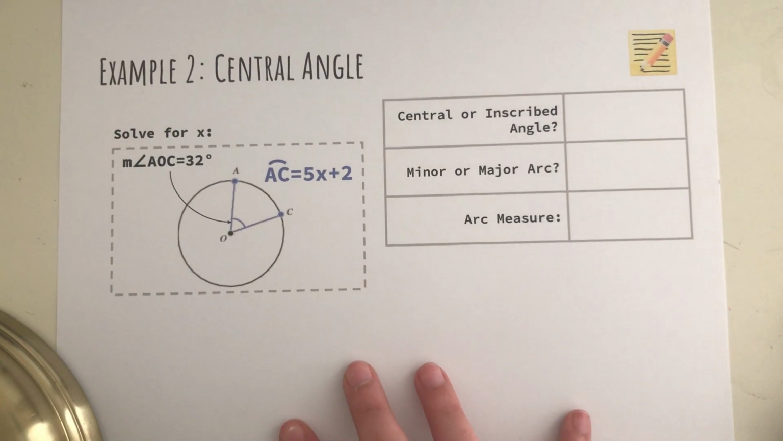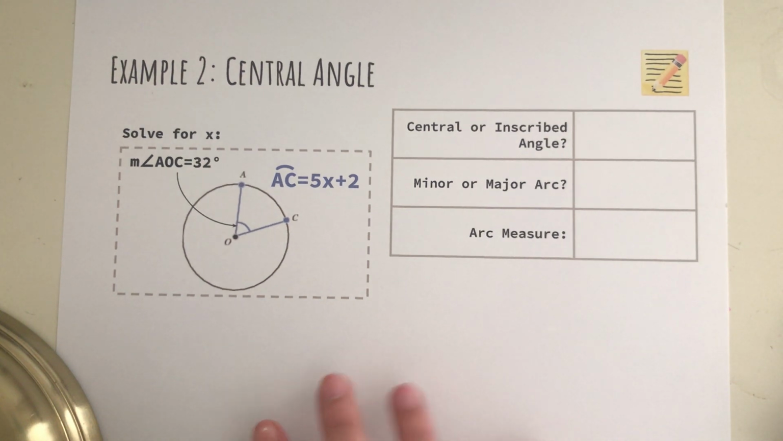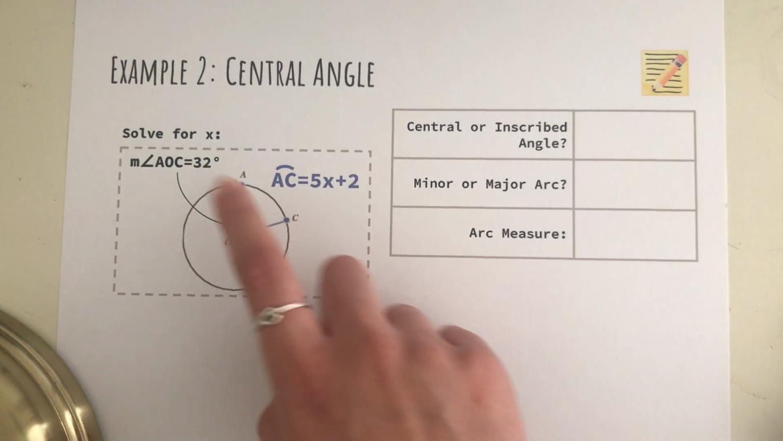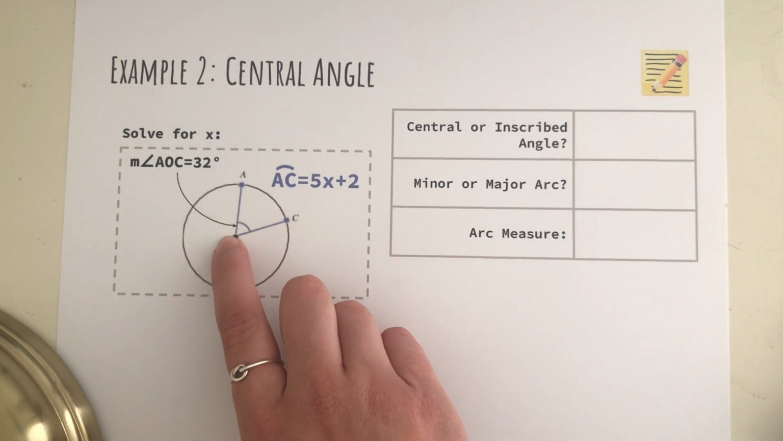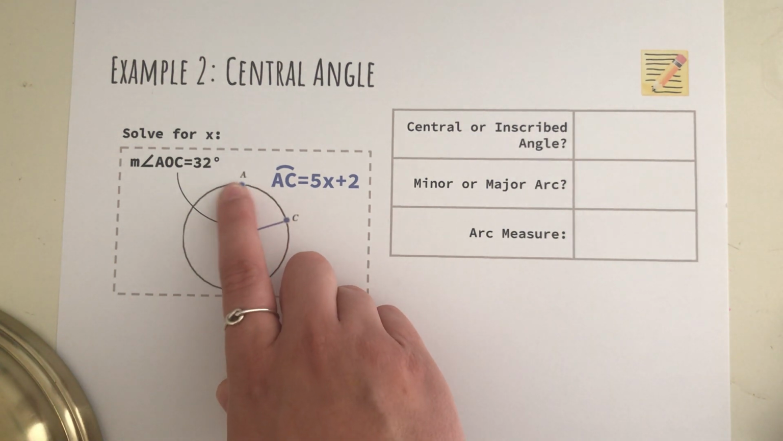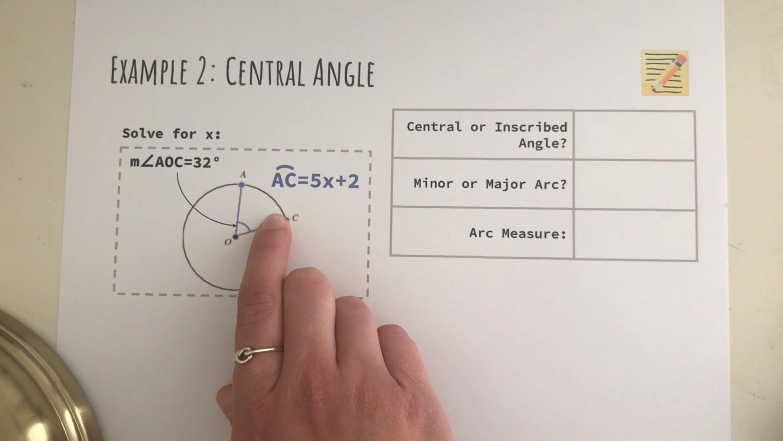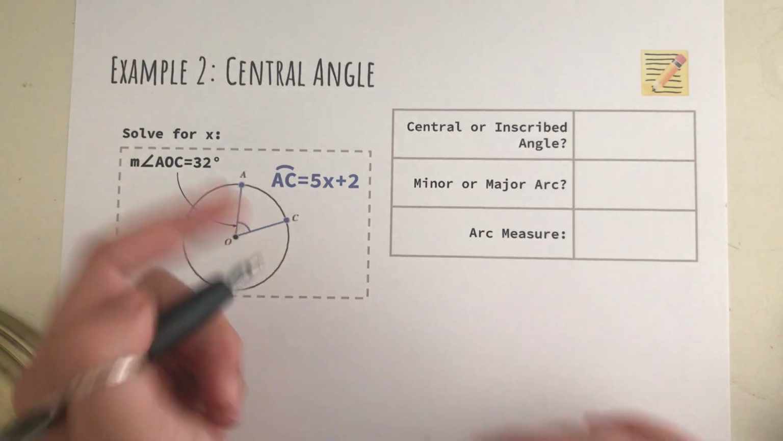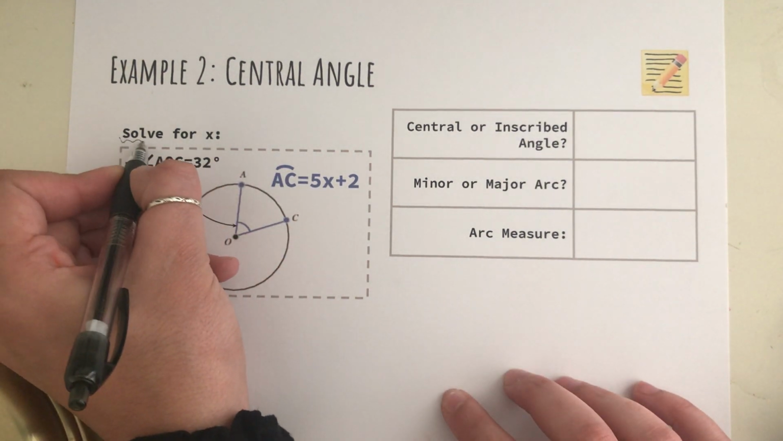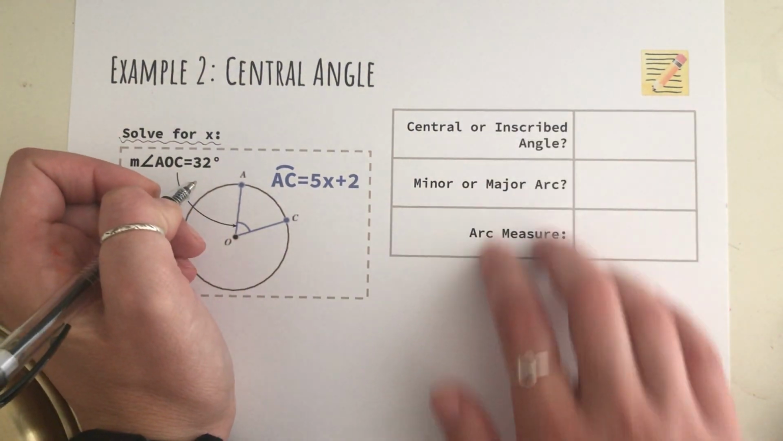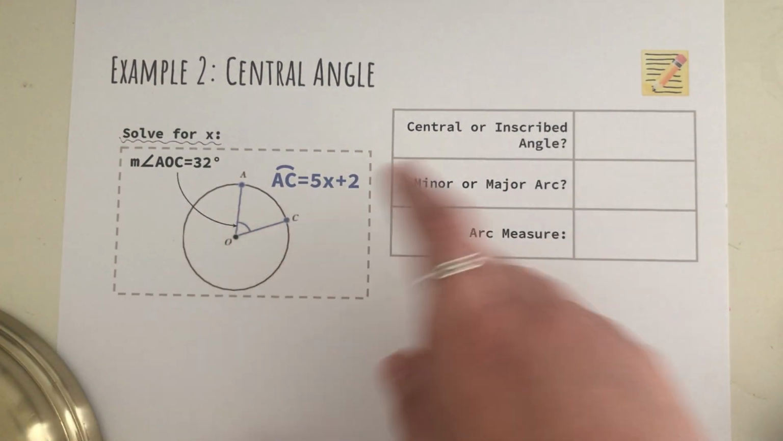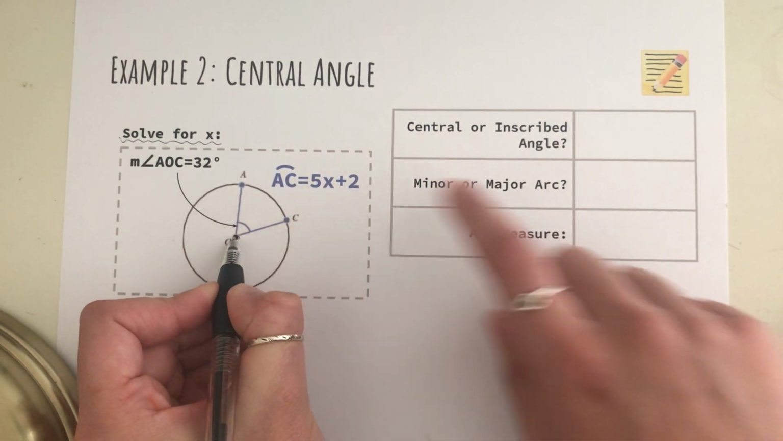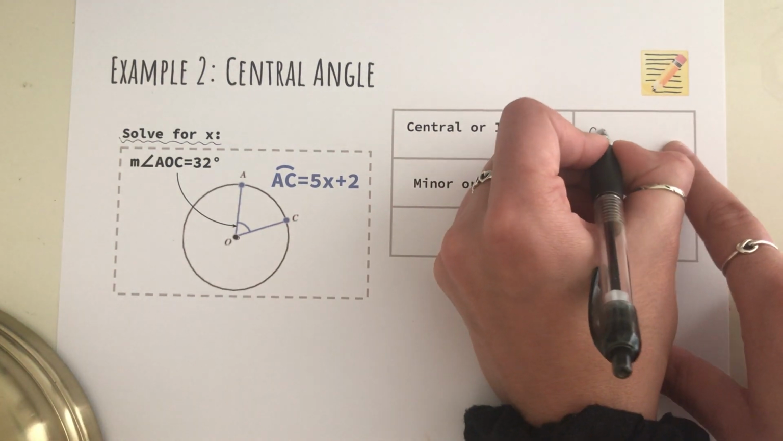So here in example 2, I am given that the measure of angle AOC is 32 degrees. I already know what it is, which means that this arc, the measure of arc AC, is also 32 degrees. So this problem is not asking me what the measure of arc AC is. I already know what it is. I need to solve for x. So first, let's fill out this box. Now, are we dealing with an inscribed or central angle? This angle starts at O, right? So it is a central angle, starts at the center.